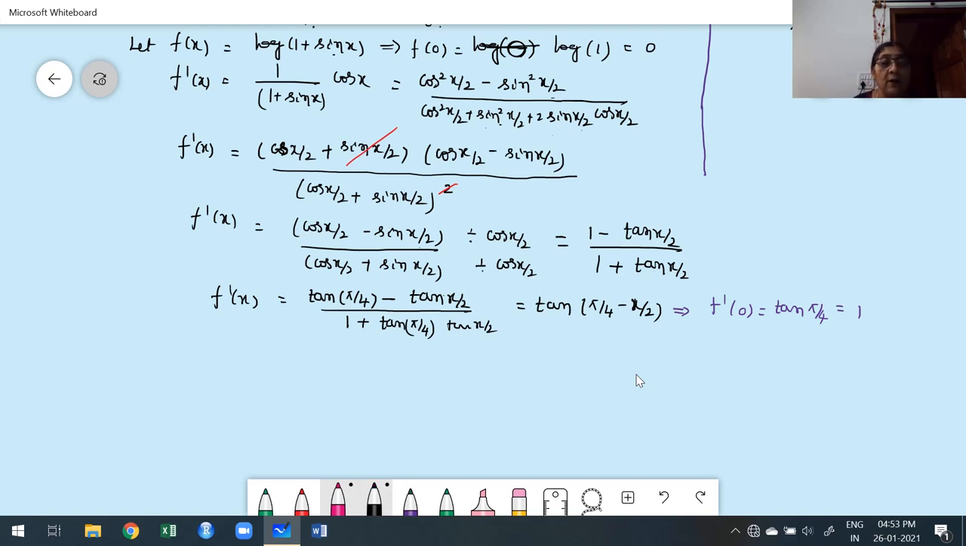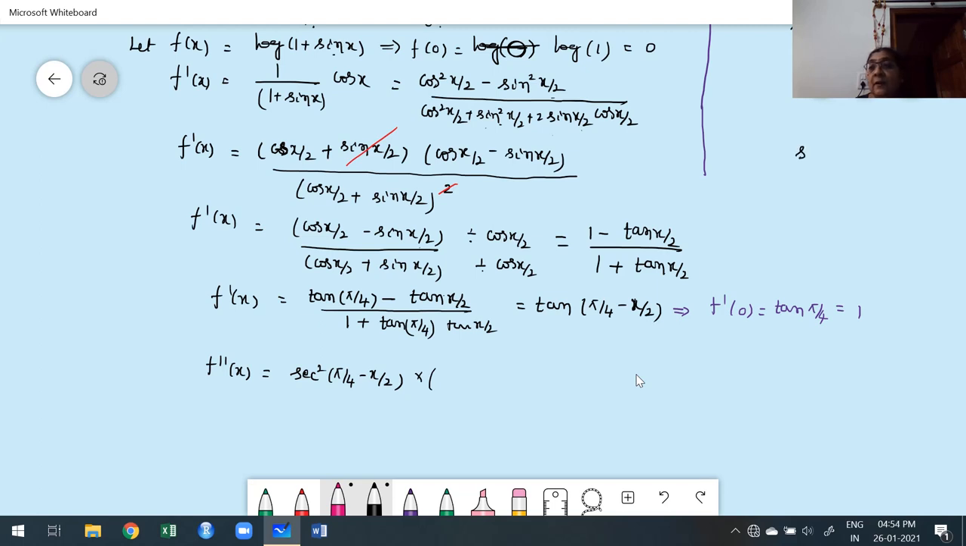Next, I want to find out f double dash of x. What is the derivative of tan? Secant square of pi by 4 minus x by 2, into, we have to take care for this. Derivative of tan is secant square of what actually? Pi by 4 minus x by 2. What is the derivative of pi by 4 minus x by 2 with respect to x?